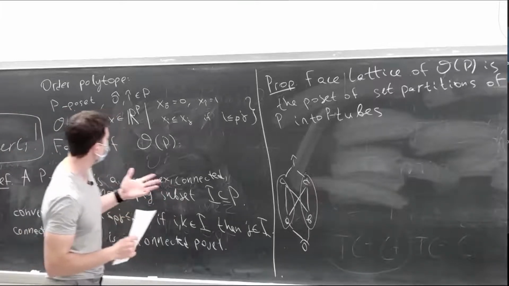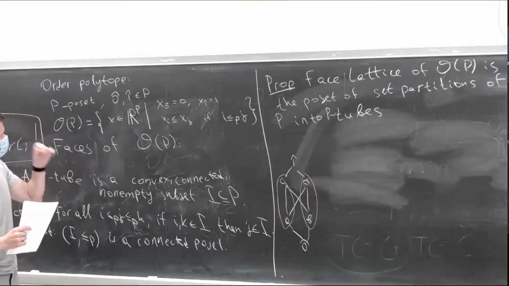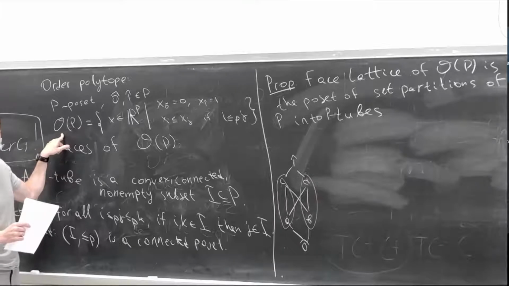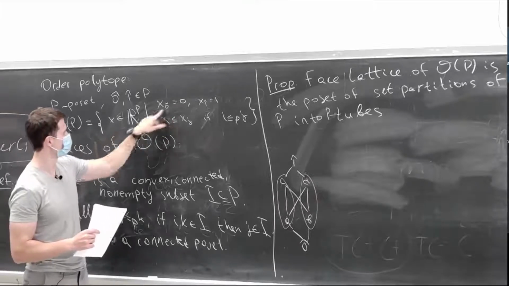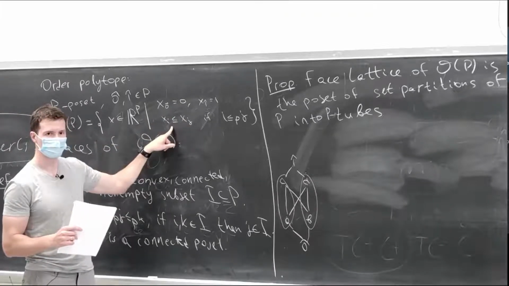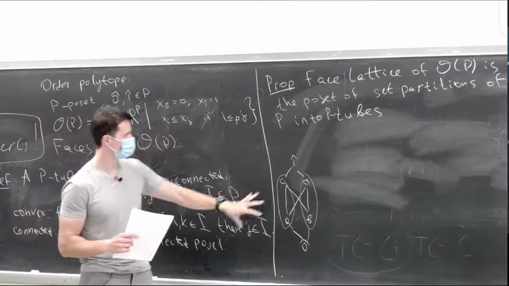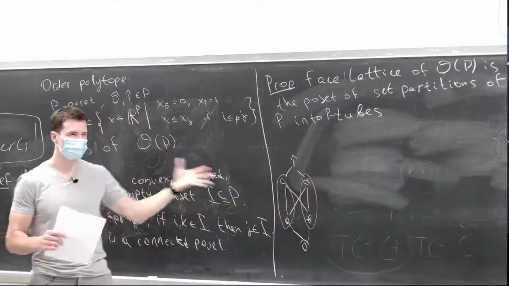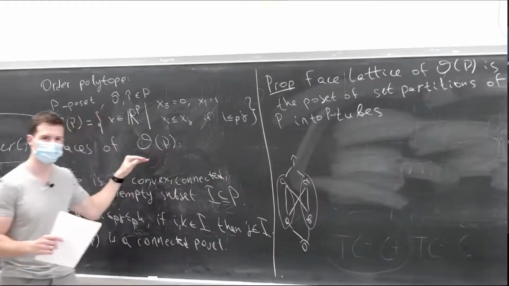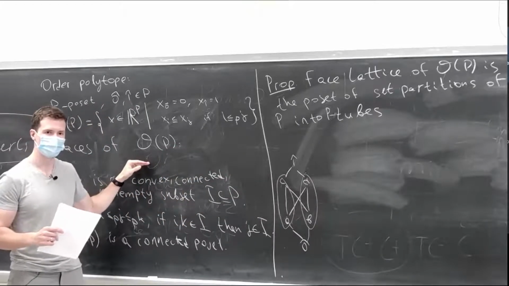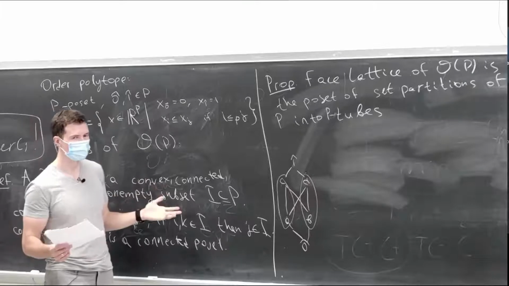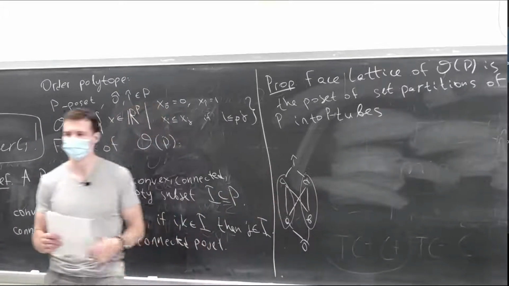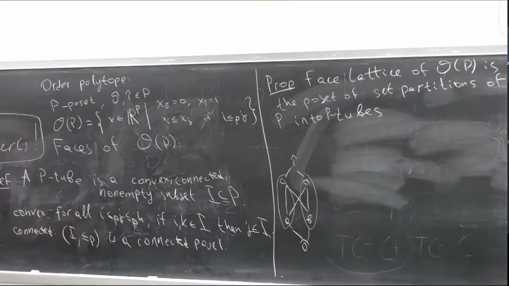So I take a point in the order polytope. That means that some of these inequalities are going to become equalities, and that gives me a partition of my poset into these tubes. But not every partition arises from the order polytope. I'm trying to describe the ones which do arise. For example, this one does not arise because pairs are not enough.